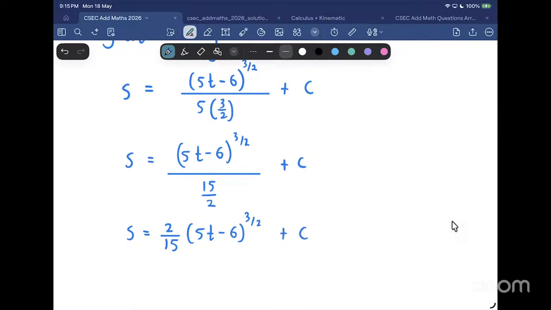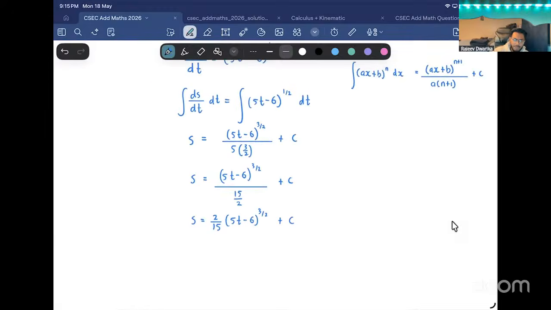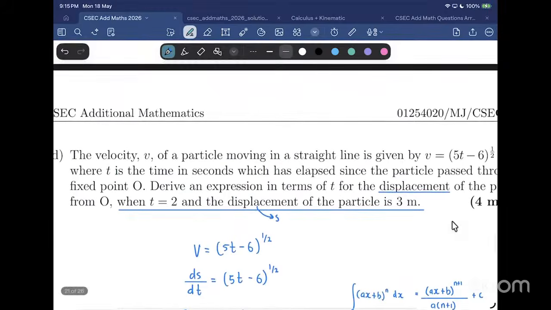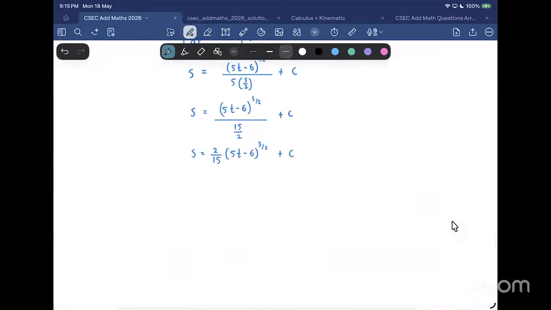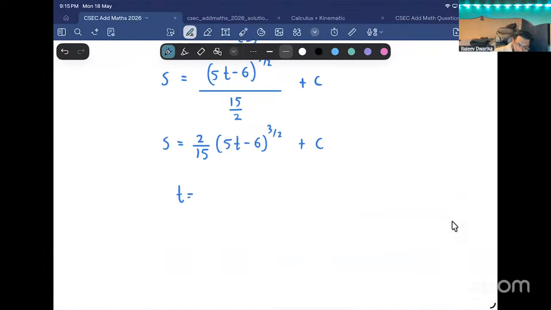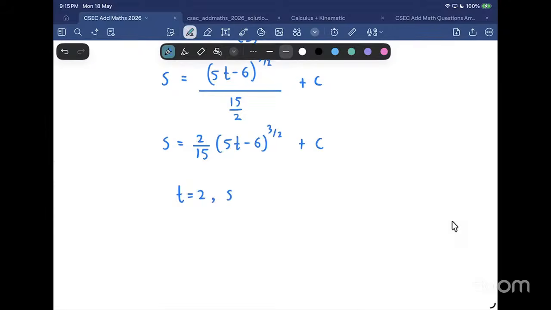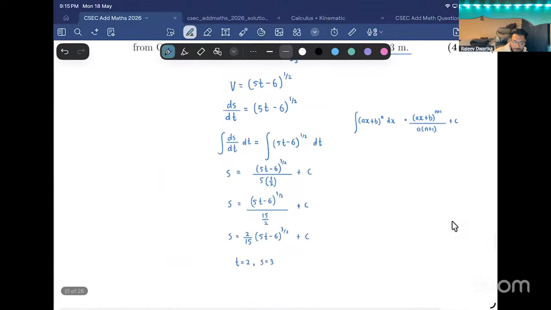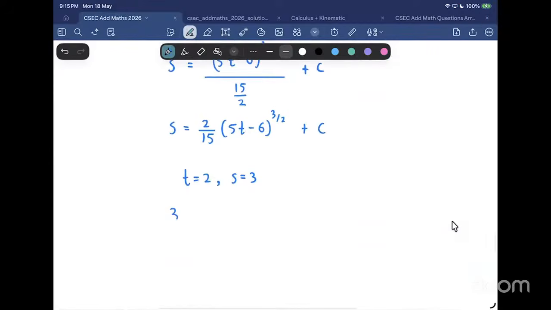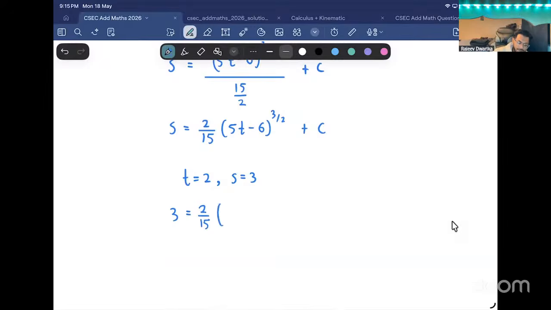Yes, sir. I understand. And we need to find c, right? So we're looking for any information or conditions they gave us. Did they give us any conditions? When t is 2, the displacement is 3 meters. Good. So when t is 2, what's s? 3 meters. So we're going to replace s with 3. And I'm going to plug in what for t? 2.